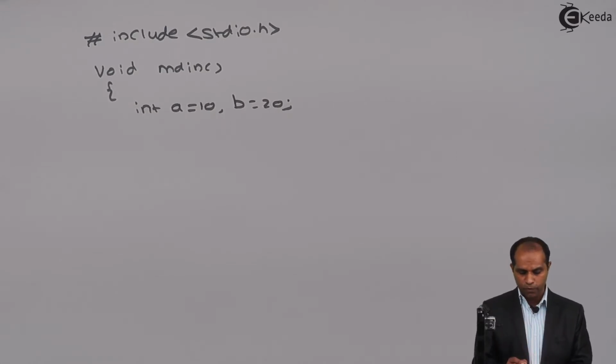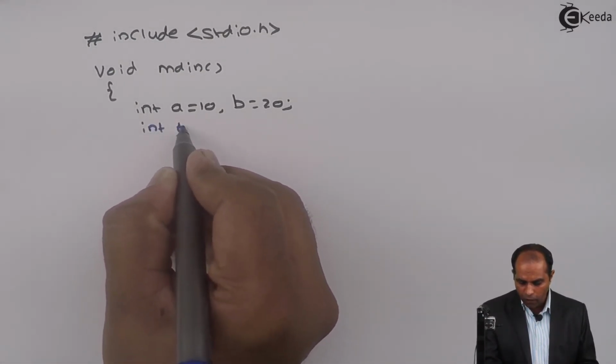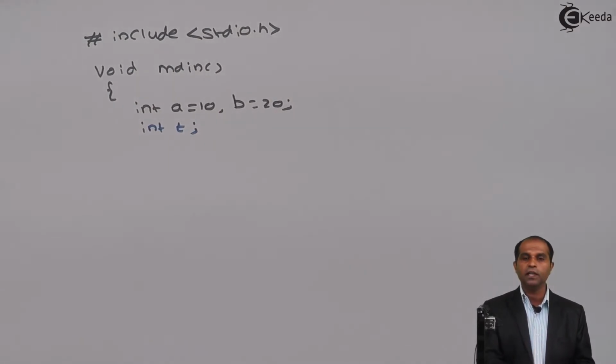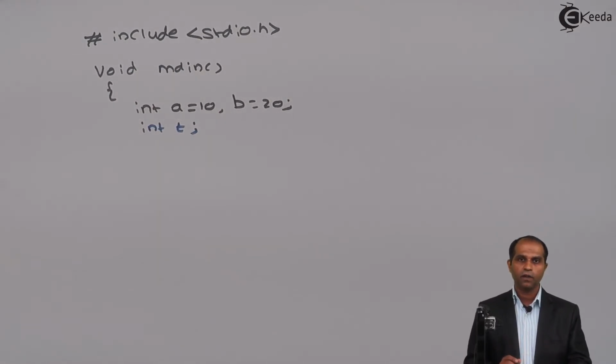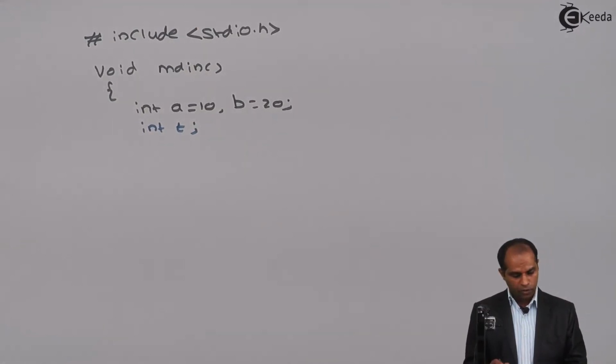If you opt for the first method, in that case I'd use a temporary variable. Let me use a temporary variable as int T. Now you can carry out a declaration of this T along with the previous line itself. So int A equal to 10, comma B equal to 20, comma T. You can try that also.